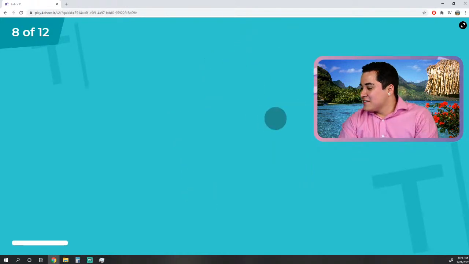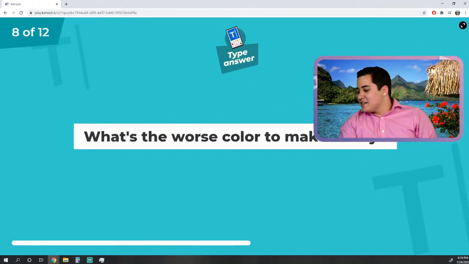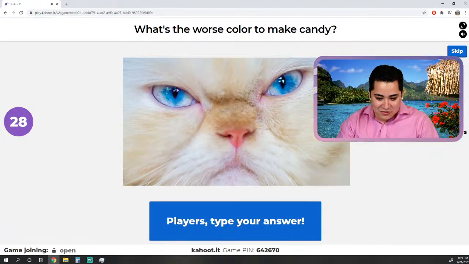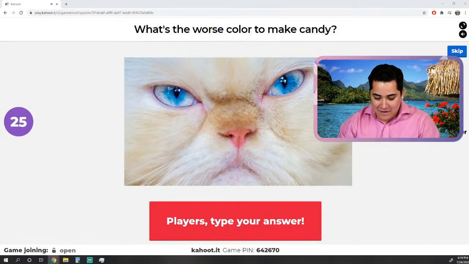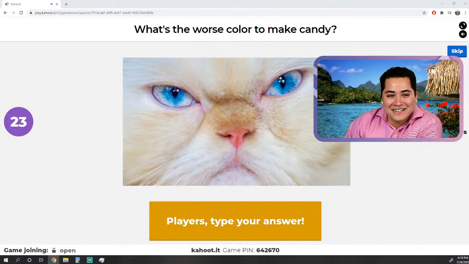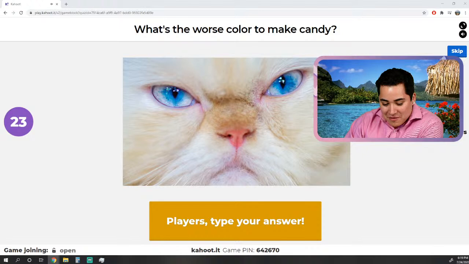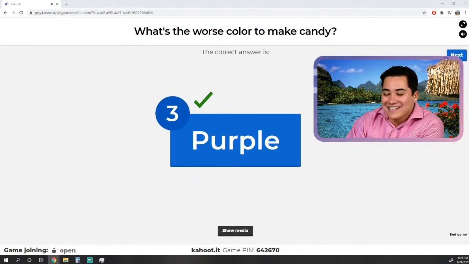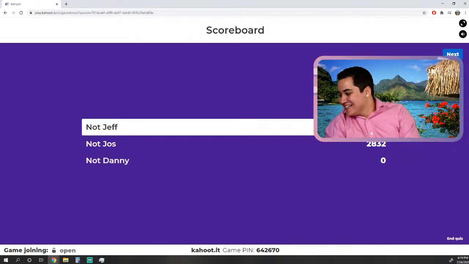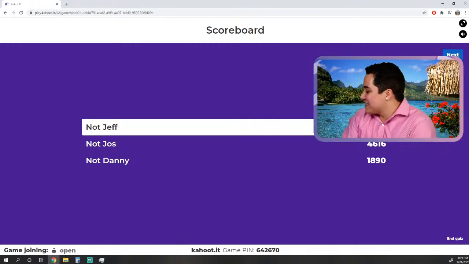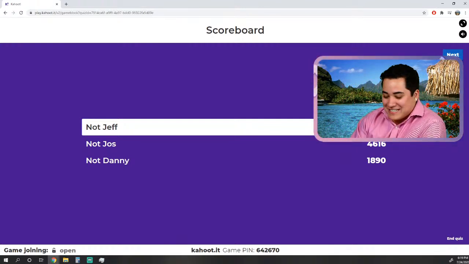All right. Type the answer. Double points. What is the worst color to make candy? Literally the worst color. Okay. And I don't know why I put an angry cat up there, but I couldn't think of another picture to put up there. Purple. Big shocker. You guys all got that one correct. All right, good job, not Jeff, with 57.67 and Joss at 46.16. And look at that, I got one right.